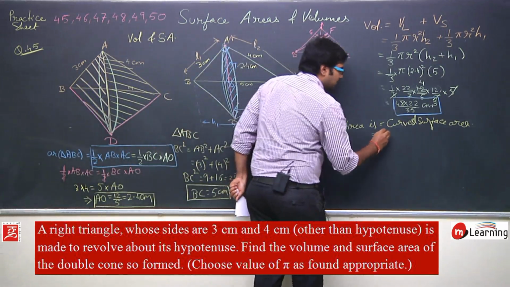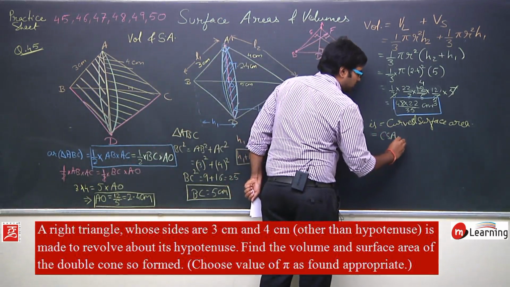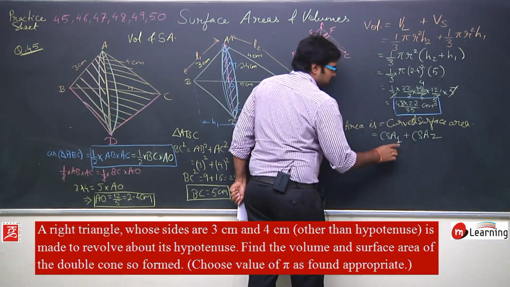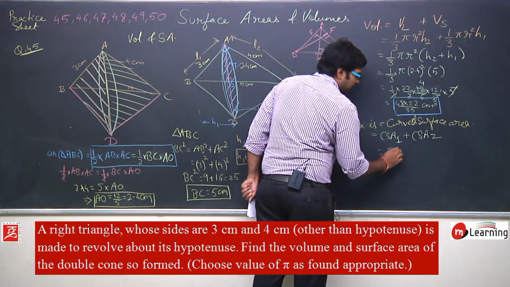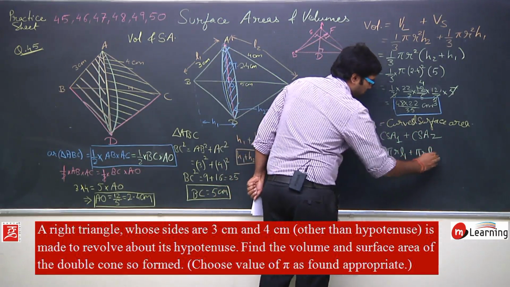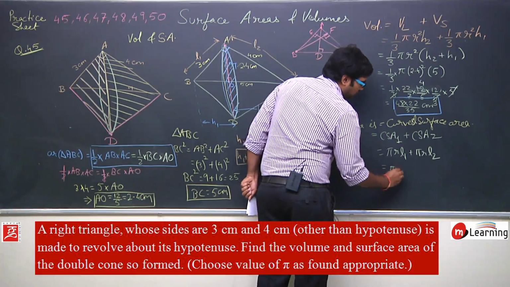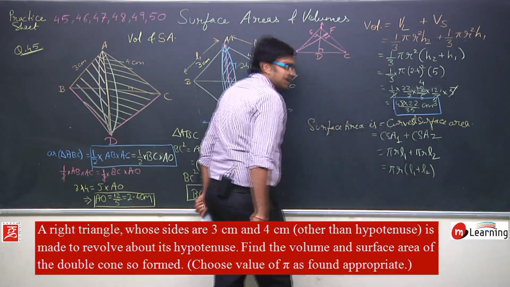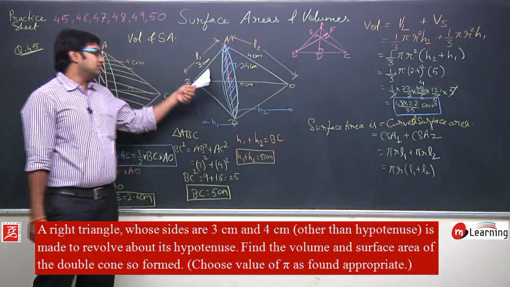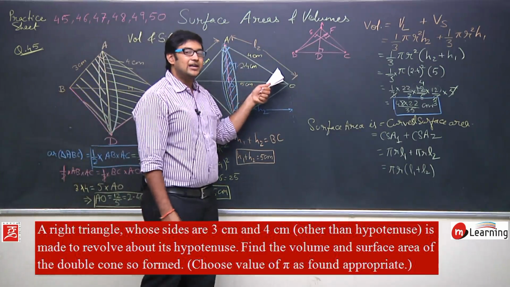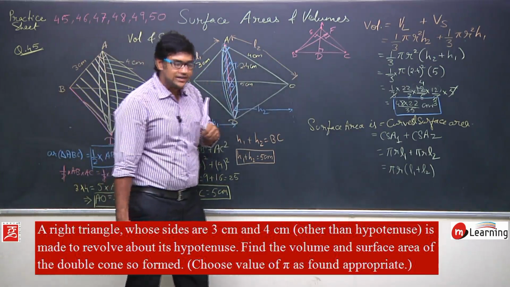Now what is the curved surface area? It is the curved surface area of the first cone plus the curved surface area of the second cone. Curved surface area of the first cone is pi r L1 plus pi r L2. So if you take pi and r as common, you will be left with L1 plus L2. Now what is L1? L1 is the slant height of the smaller cone. It is 3 centimeters, and L2 is the slant height of the larger cone, which is 4 centimeters.